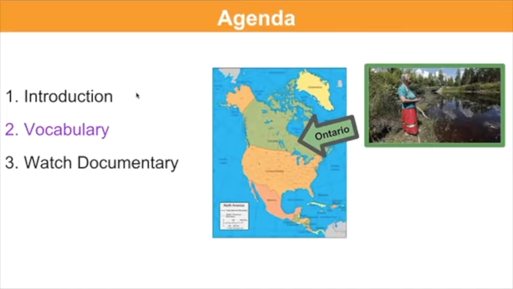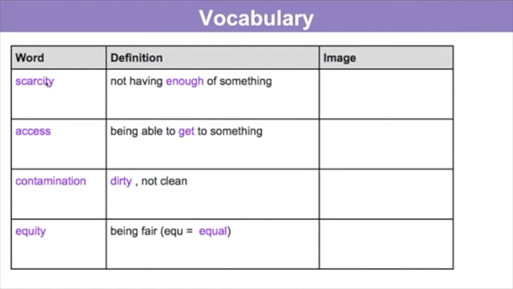Some quick vocabulary. You need to write the word scarcity. Scarcity means not having enough of something. For an image, you could draw anything you want. I might draw like a no sign because you don't have enough.